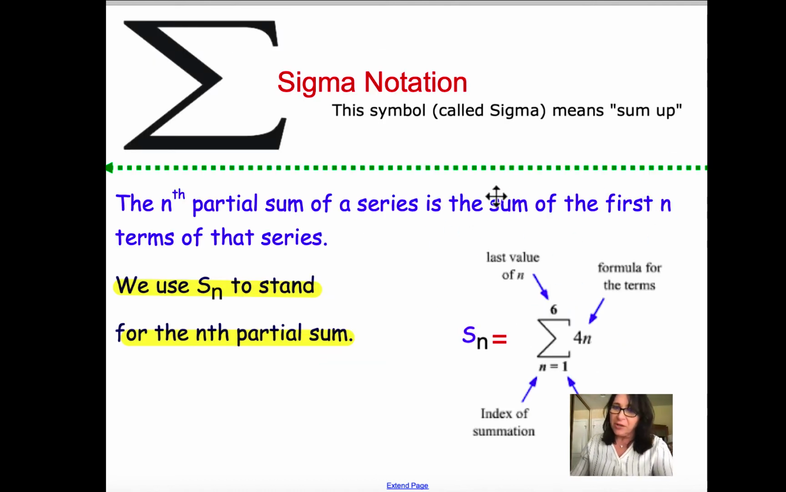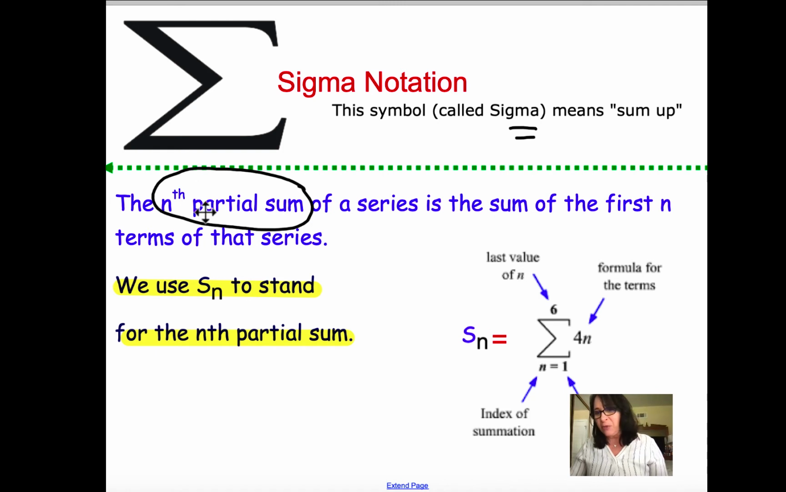So with sigma notation, this symbol is the sigma. It means sum. But you're only adding a part of a series, because this series could be infinite. But we are adding a partial sum, and we're adding the nth partial sum. This value on top, that's the nth value that I want to add up to.